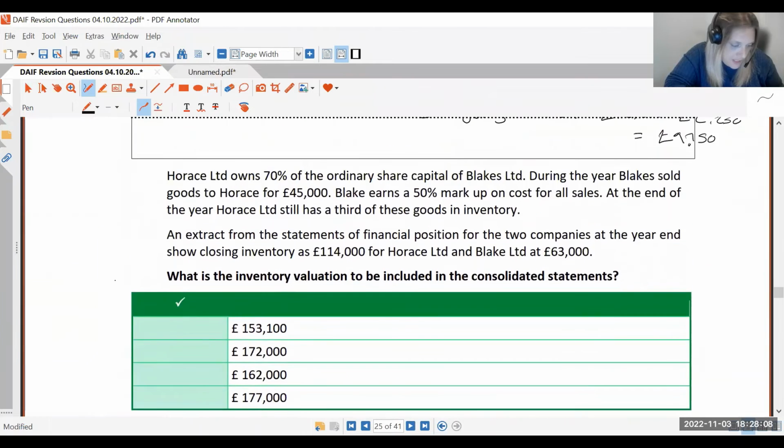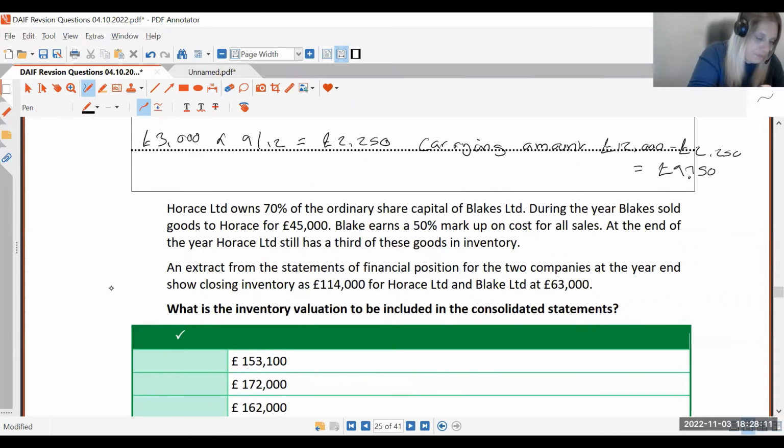Okay. Next part of the task. Slightly different. So Ho Race Limited owns 70% of the ordinary share capital of Blake's Limited. Always super important to get those the right way around. During the year, Blake sold goods to Ho Race. So the subsidiary sold goods to the parent for £45,000. Blake earns a 50% markup on cost for all sales. At the end of the year, Ho Race Limited still had a third of these goods still in inventory.